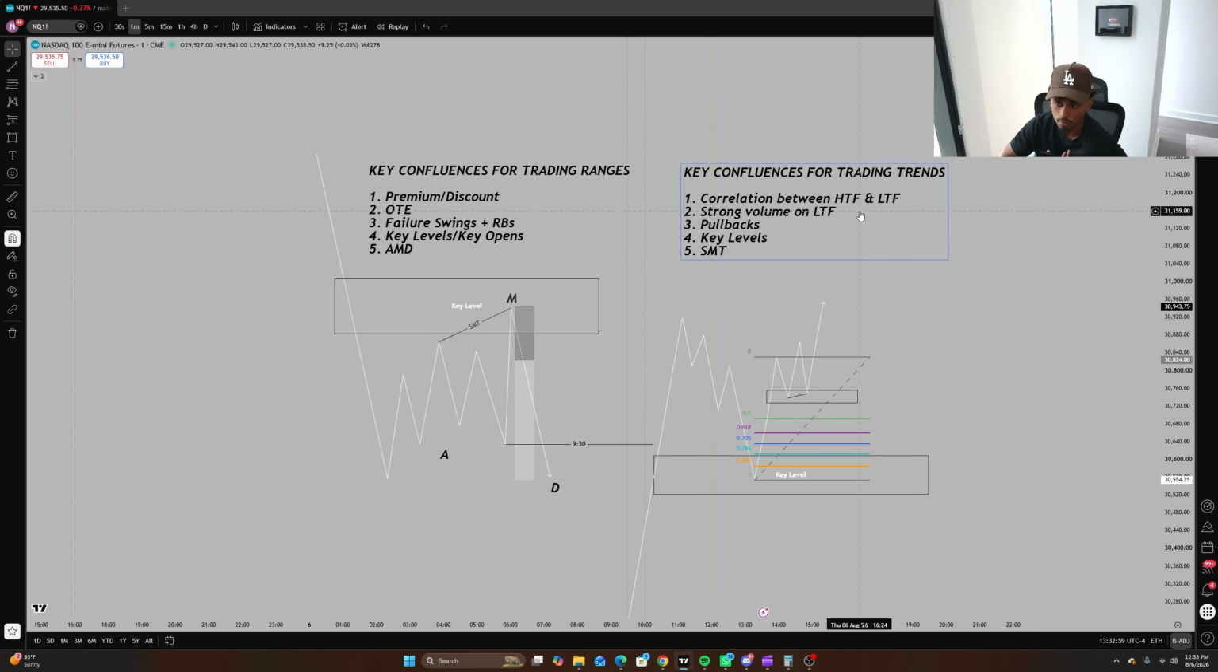I personally don't like to have a checklist. It is up to you whether you want to have a checklist or not. I personally think it makes things a lot more mechanical, and our edge is just having discretion, right? Applying discretion in the markets.